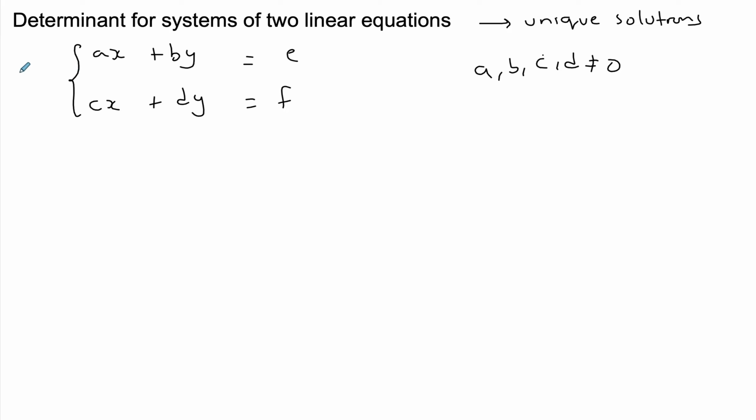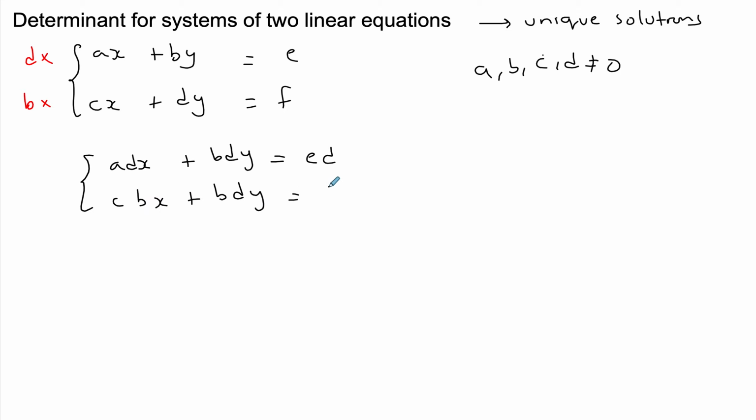So to solve this, I'm going to just multiply this whole thing by D and this whole thing by B. And that way my y's will have the same coefficient. So this will end up being adx plus bdy equals ed. And then I have cbx plus bdy equals fb. And now I have the same coefficient, so I'm going to subtract these two from each other. So I'm going to get adx minus bcx. These are going to be 0. And then I'm going to get de minus bf.